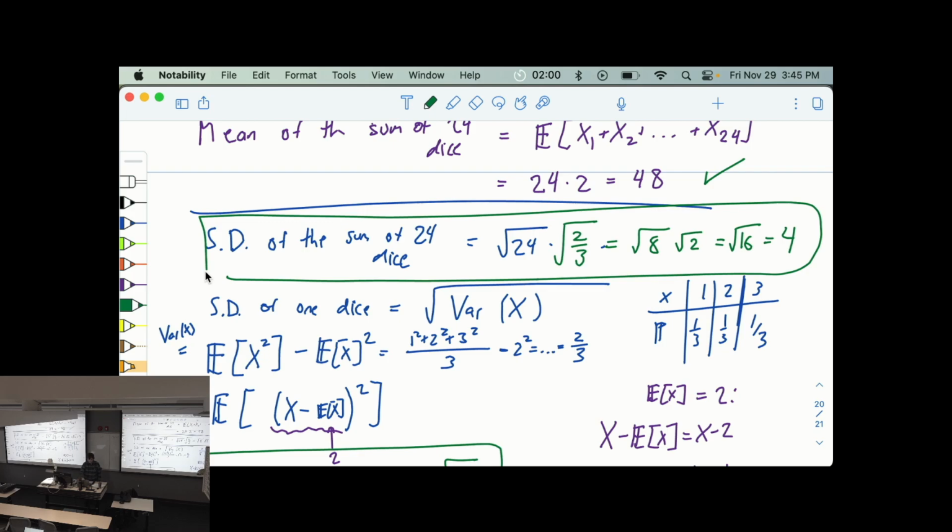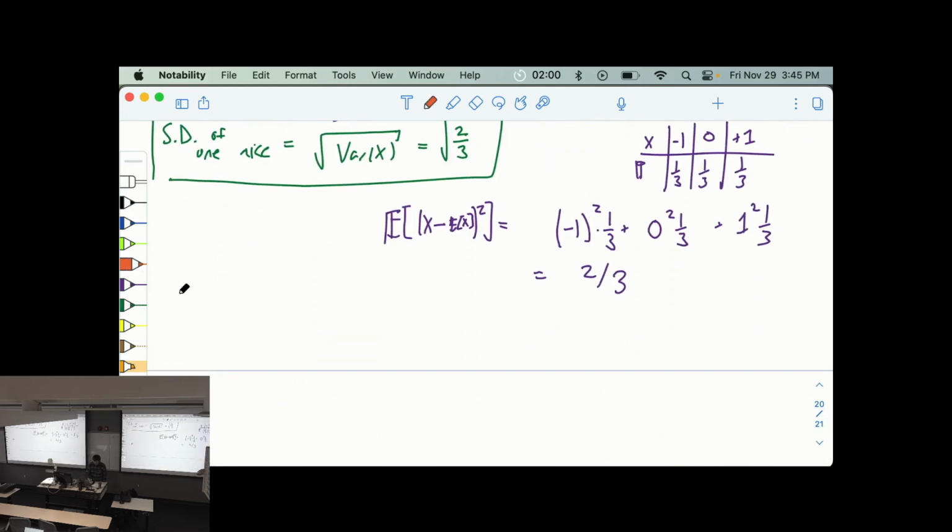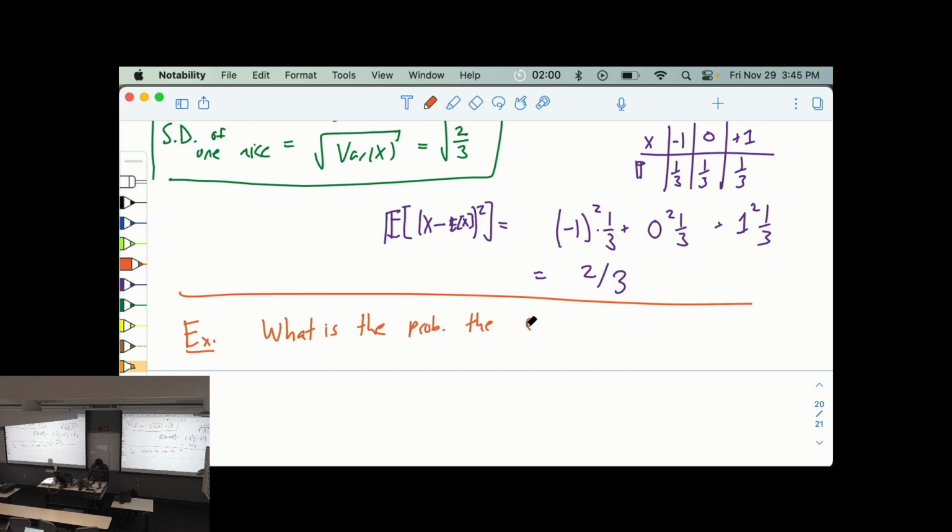All right, here's an example problem that you might get. You roll the 24 dice. What is the probability the sum is less than 52? So you roll 24, same problem, 24 three-sided dice. The sum of those dice. What is the probability it's less than 52?